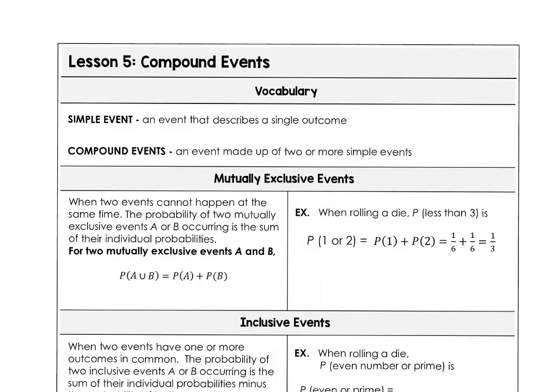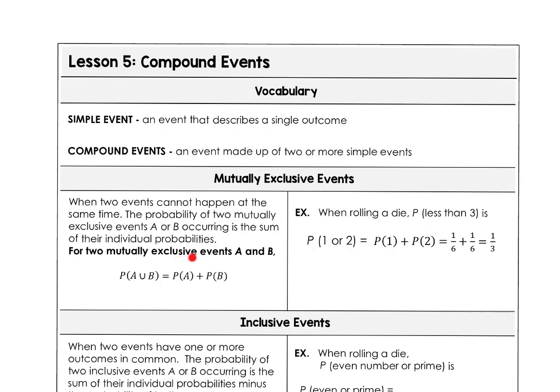This is lesson 5. We're talking about compound events, and it's our final lesson in Unit 12. We're going to look at a simple event, where you have an event that describes a single outcome, and we'll also look at some compound events. That would be an event made up of two or more simple events. We also have mutually exclusive events. That's when two events cannot happen at the same time.